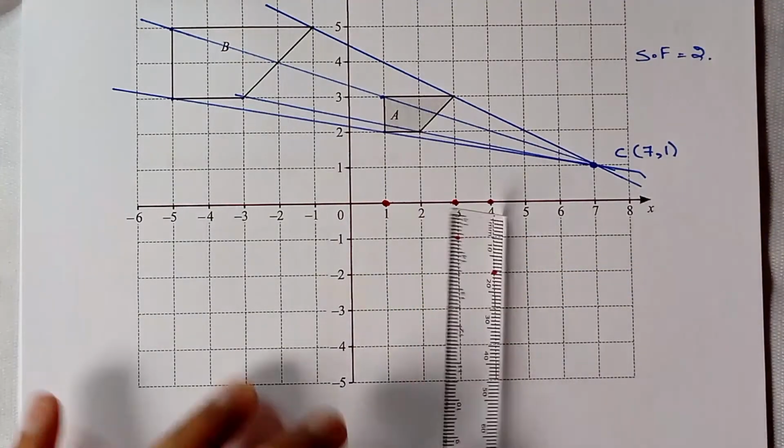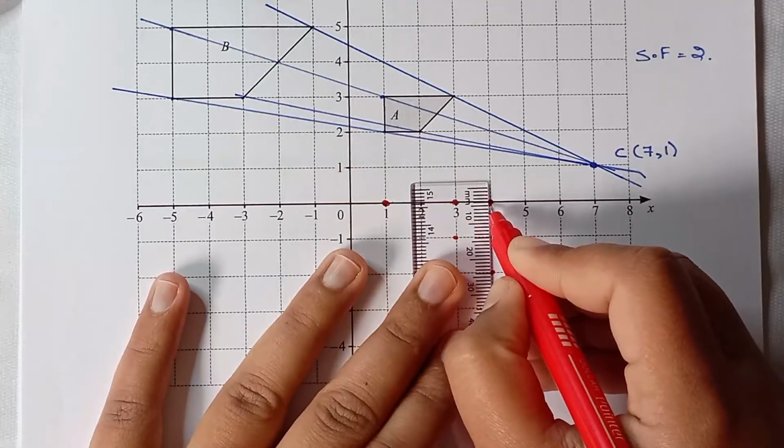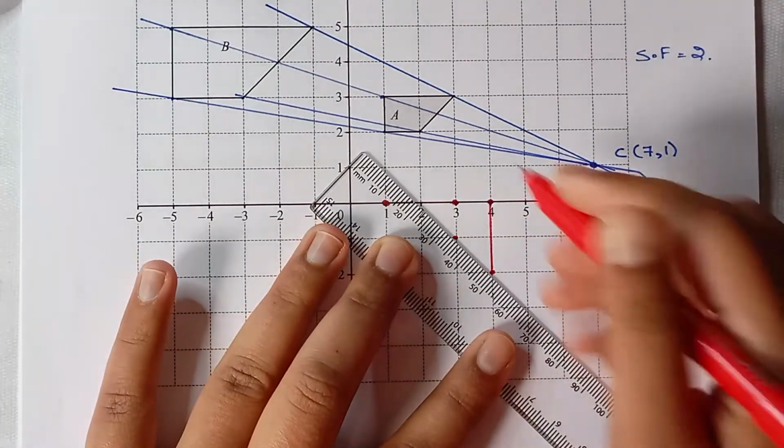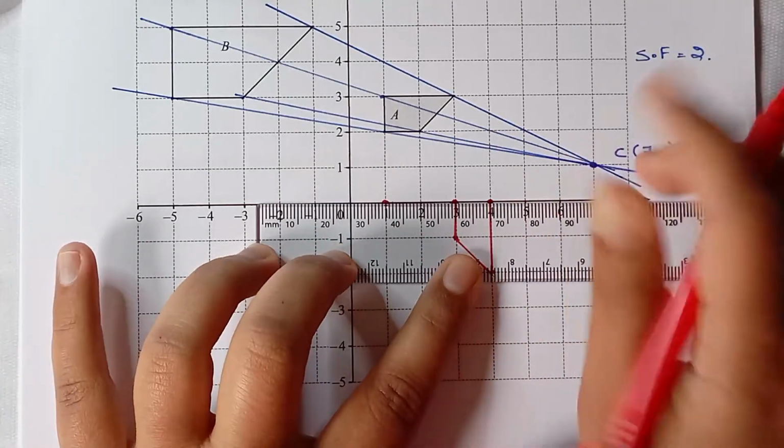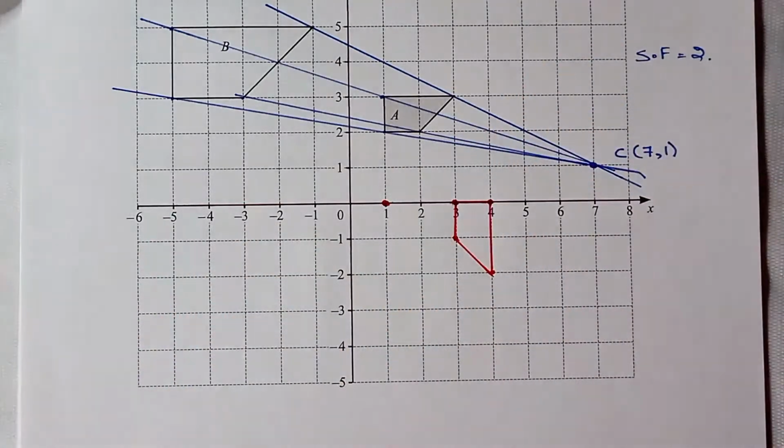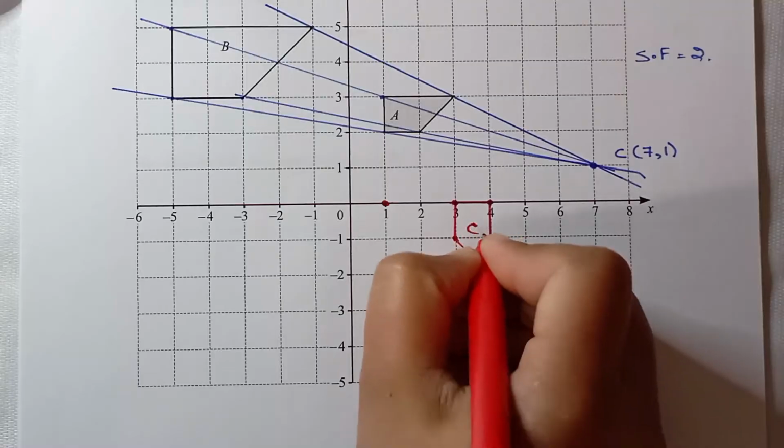Here is the shape C. Let me draw it first and then label it. After the rotation of 90 degrees clockwise about the center (1, 0), this is shape C.